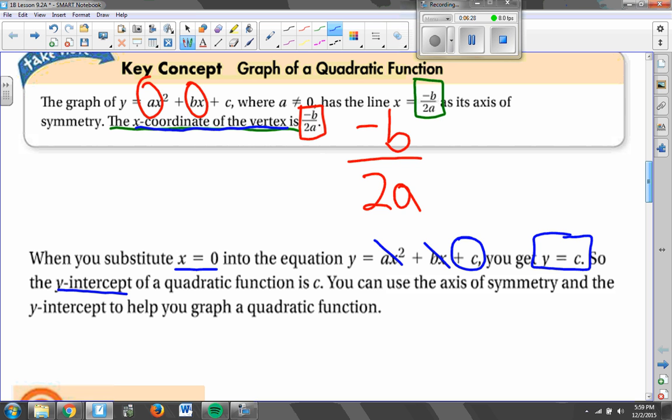Now we're going to use the axis of symmetry and this y-intercept to help us graph a quadratic function. You have 3 steps that you need to write down in your notes for graphing a full quadratic function. 3 steps in your notes to graph a full quadratic function.